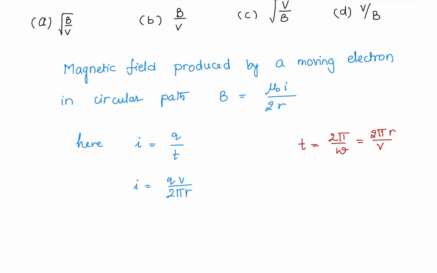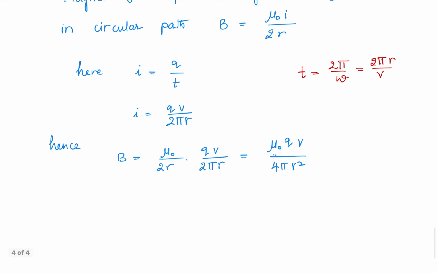Substituting these values in the above equation, the magnetic field B is equal to mu naught by 2r into qv divided by 2 pi r, which gives me mu naught q into v divided by 4 pi r square. Now this is the magnetic field: B is equal to mu naught qv divided by 4 pi r square. I want the r value, that implies r square is equal to mu naught into q into v divided by 4 pi into the magnetic field.